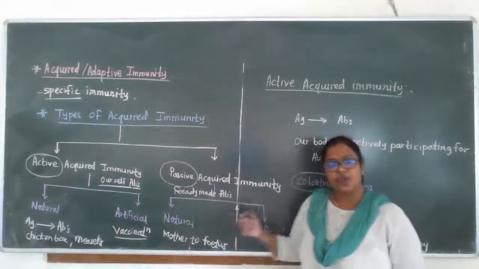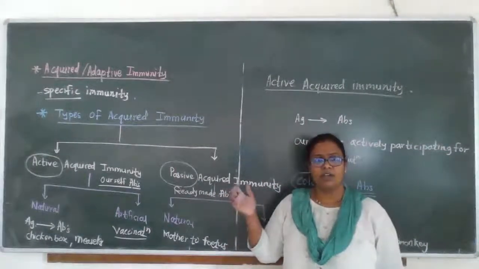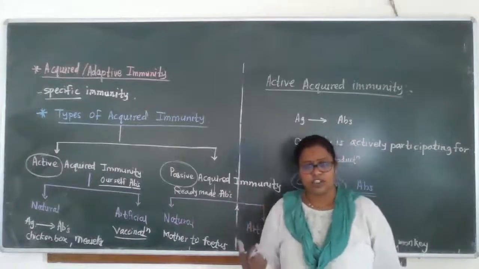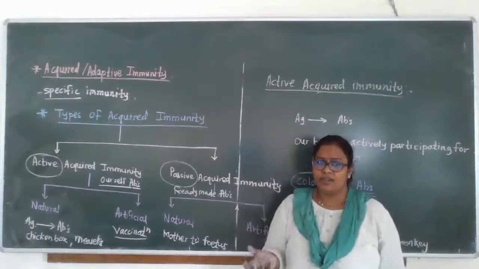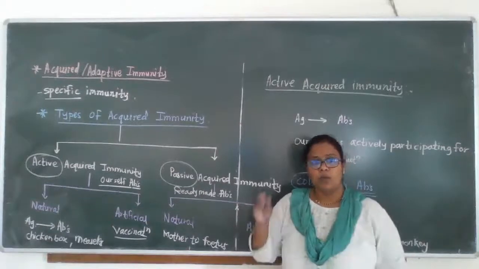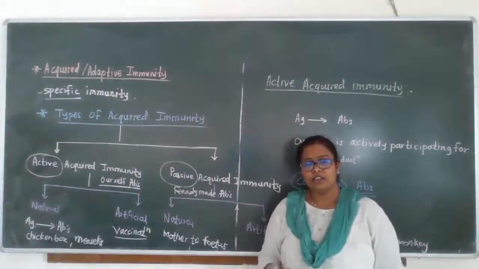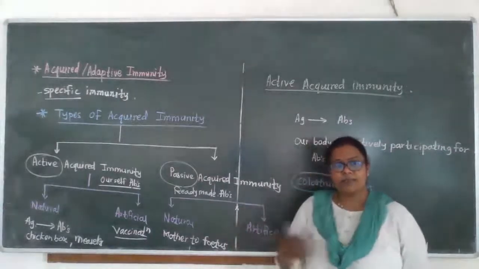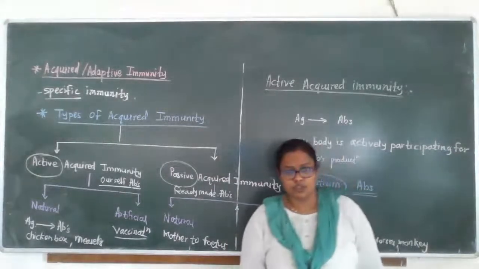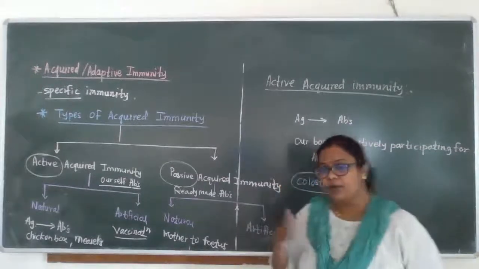Passive means we are just taking the antibodies in a ready-made form from another individual. Naturally, we gain antibodies from our mother when we are in a fetal condition, via the placenta, while after birth, the colostrum is the richest source of antibodies.